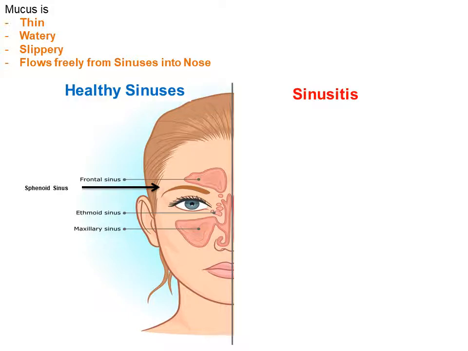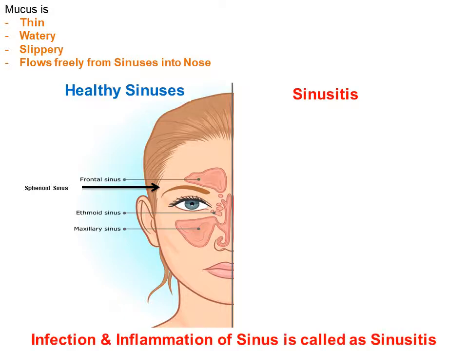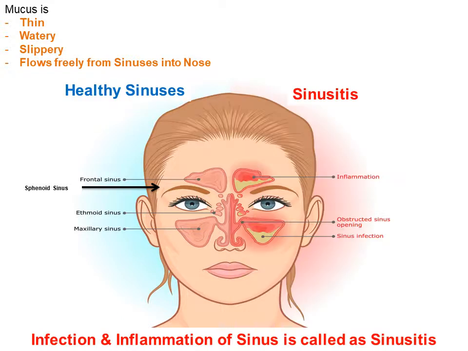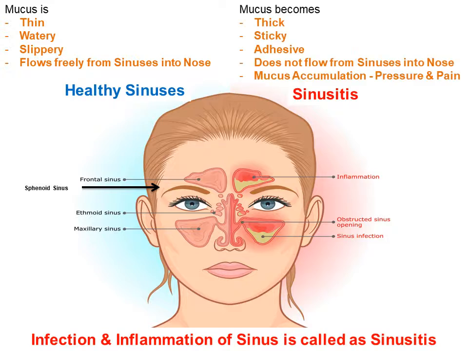But when there is an infection, it leads to inflammation. Infection and inflammation of sinus is called sinusitis. Because of inflammation, the mucus becomes thick and very sticky like an adhesive. Because the mucus is like adhesive, the mucus will not be able to flow through the tiny openings that lead to the nose. Hence, there is mucus accumulation in the sinuses. This causes pressure and pain.